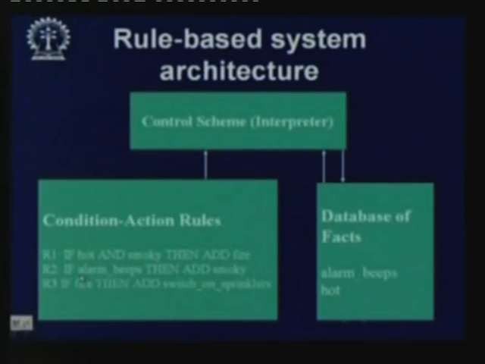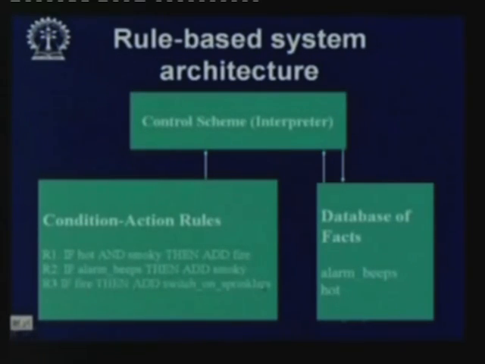Next, it looks at the first rule, and this rule is not triggered. It comes to the second rule: if alarm beeps, well, it looks at the fact base, alarm beeps is there, so this part is true. So this rule is obviously enabled because it has no other antecedents. This entire antecedent part is satisfied. Well, let us look at the third rule.